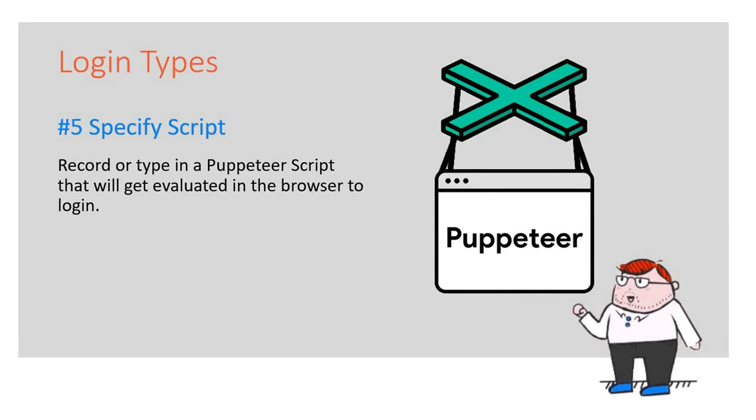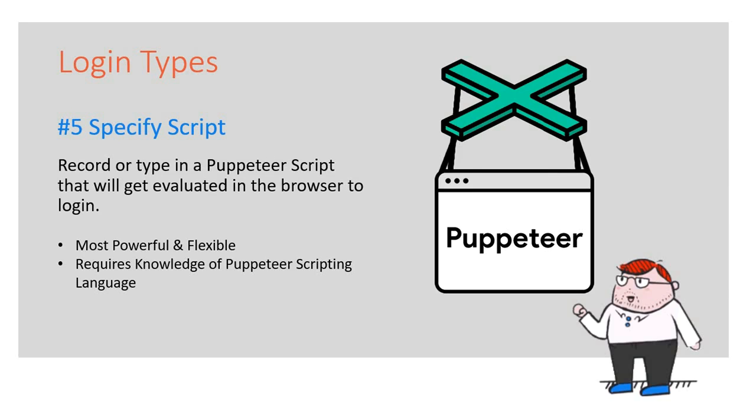Let's look at the fifth and final login type, Specify Script. This is the most powerful and most flexible, but it requires that you know or learn a little bit of the Puppeteer scripting language. What this option provides, that the previous option does not, is that it is a real scripting language. You can have conditional logic, loops, and other programming constructs if your login process is more complicated than what the other login types can support.